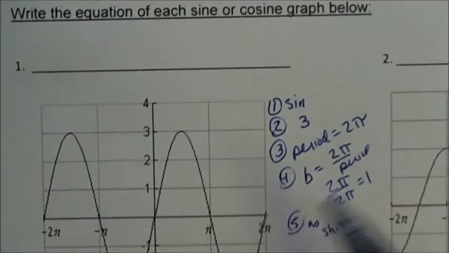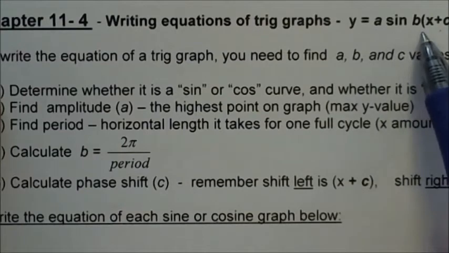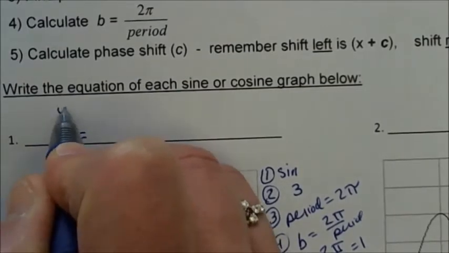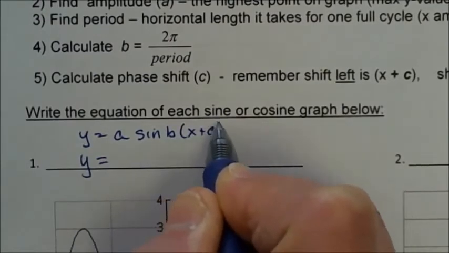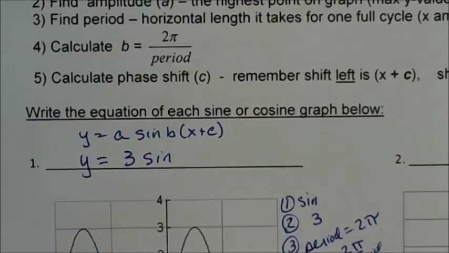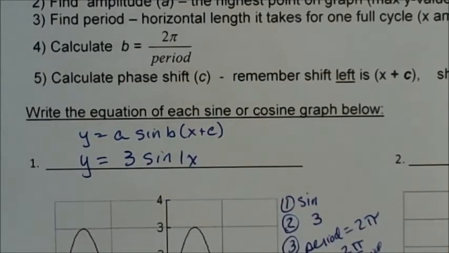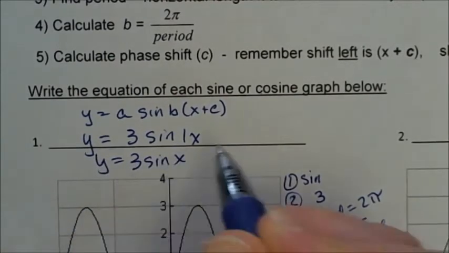So for our equation, we fill into our shell, y equals a sine b x plus c. So here we have y equals a sine b x plus c. 3 sine, b value is 1, 1x. So y equals 3 sine 1x. There's no shift, so plus 0. So y equals 3 sine 1x, 3 sine x.